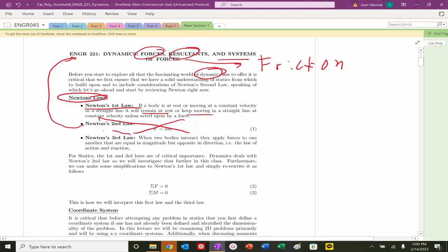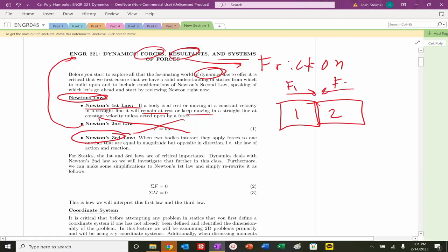Now, the third law is the law of action and reaction. When two bodies interact, say body 1 and body 2, they apply forces to one another that are equal in magnitude but opposite in direction. For statics, and for this lecture in particular, the first and third laws are going to be really critical and very important.